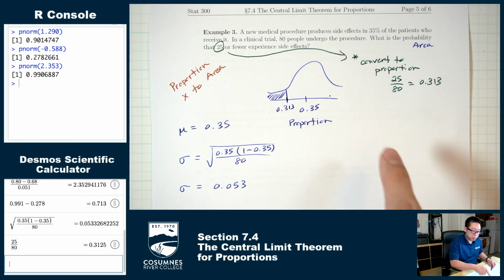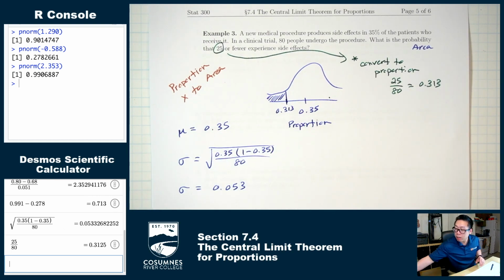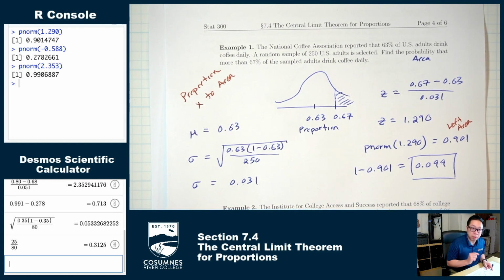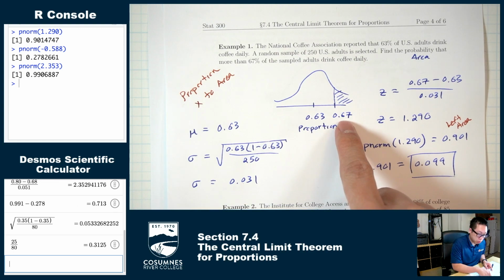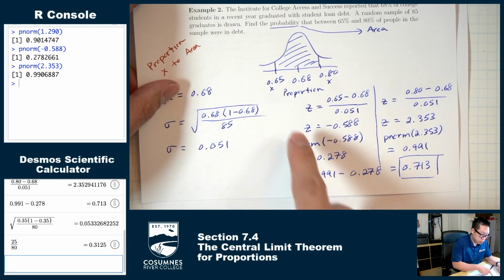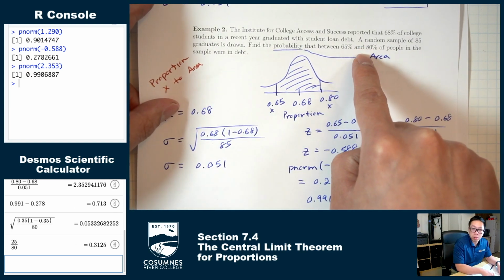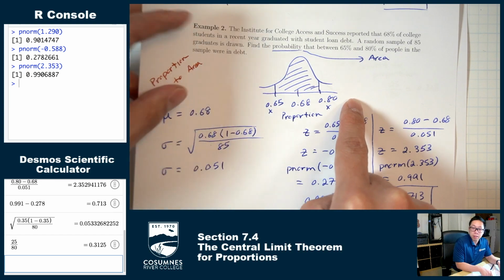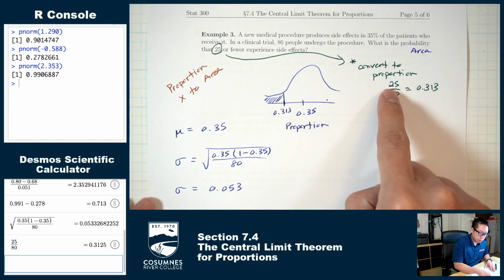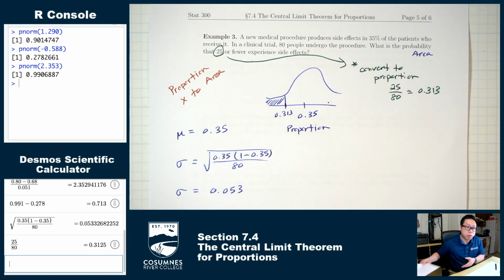Okay, notice how here we were given a whole number that we had to convert to a proportion, but the other two examples we didn't have to convert because we were given the proportion to begin with, right? We were given the 67%, and for example 2, we were given the 65% and the 80%. So those were already proportions, and we can just put them on the x-axis. Okay, so now that we converted that to a proportion, we said this was x to area.